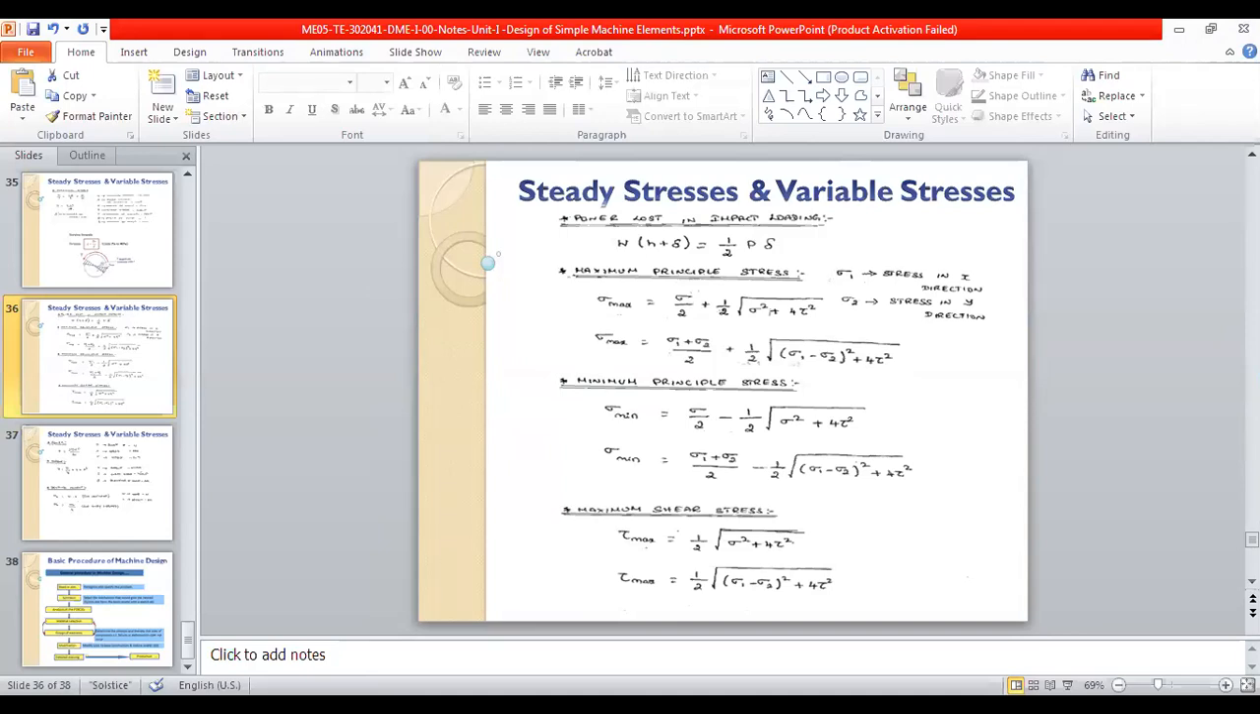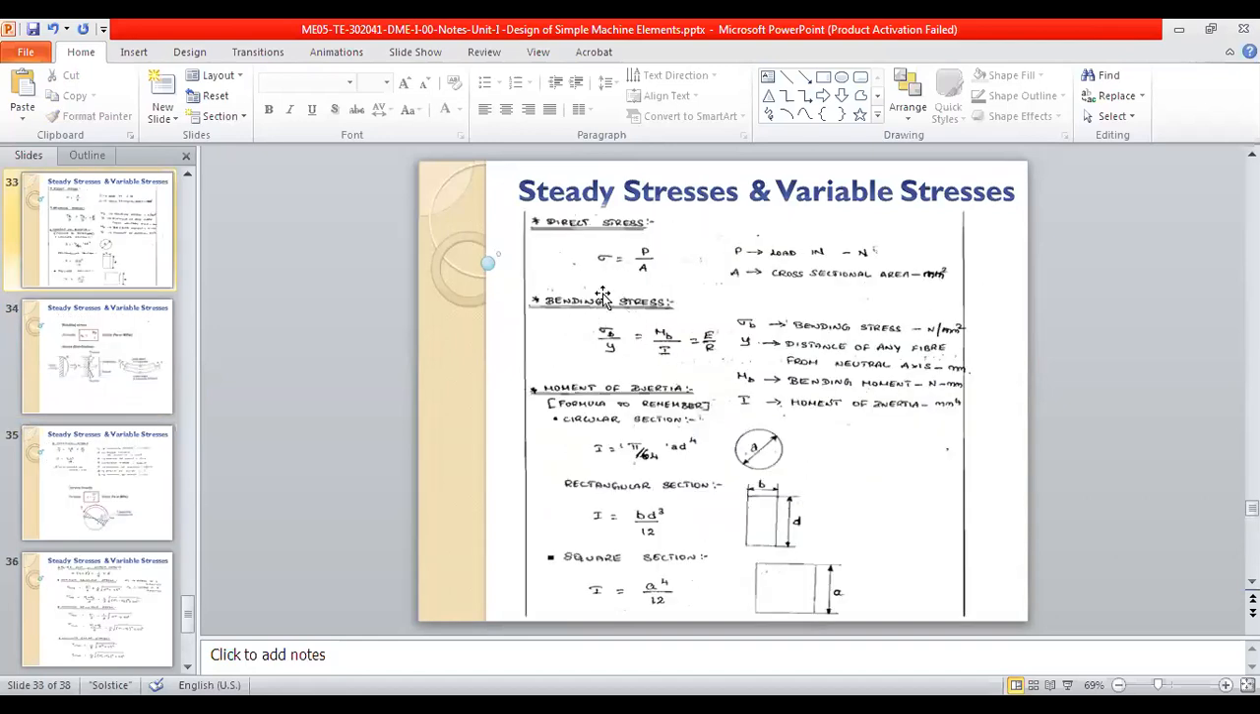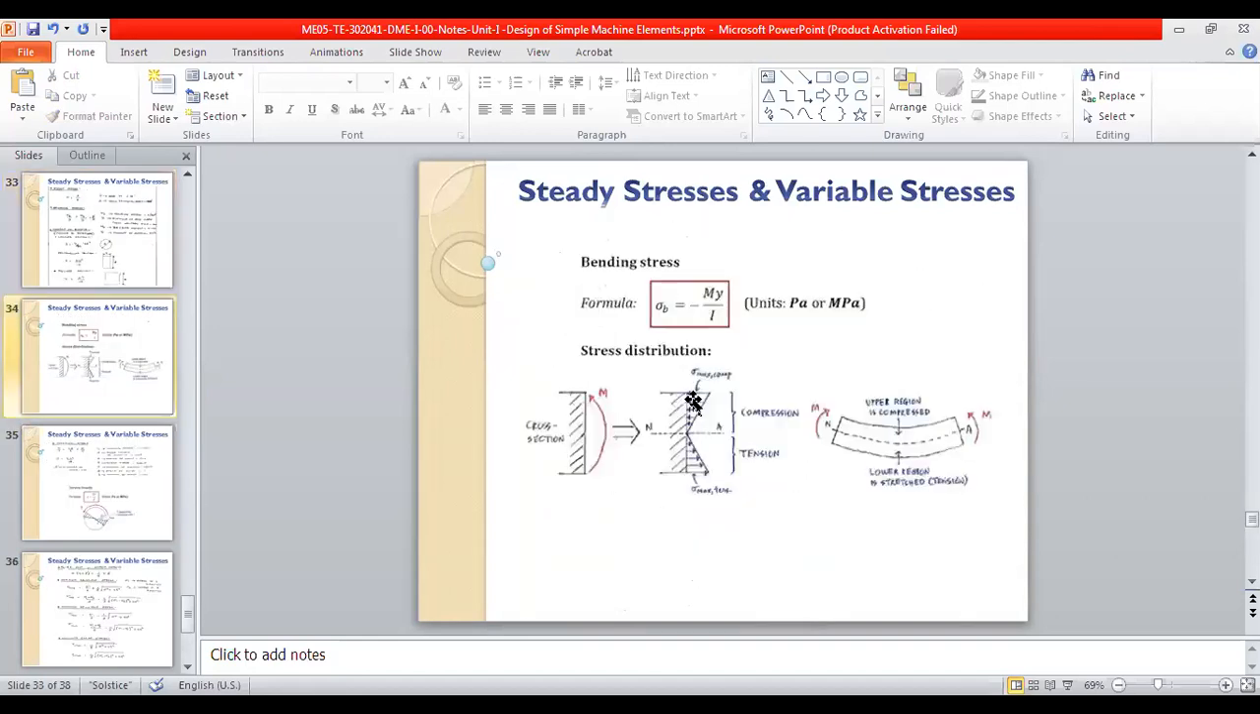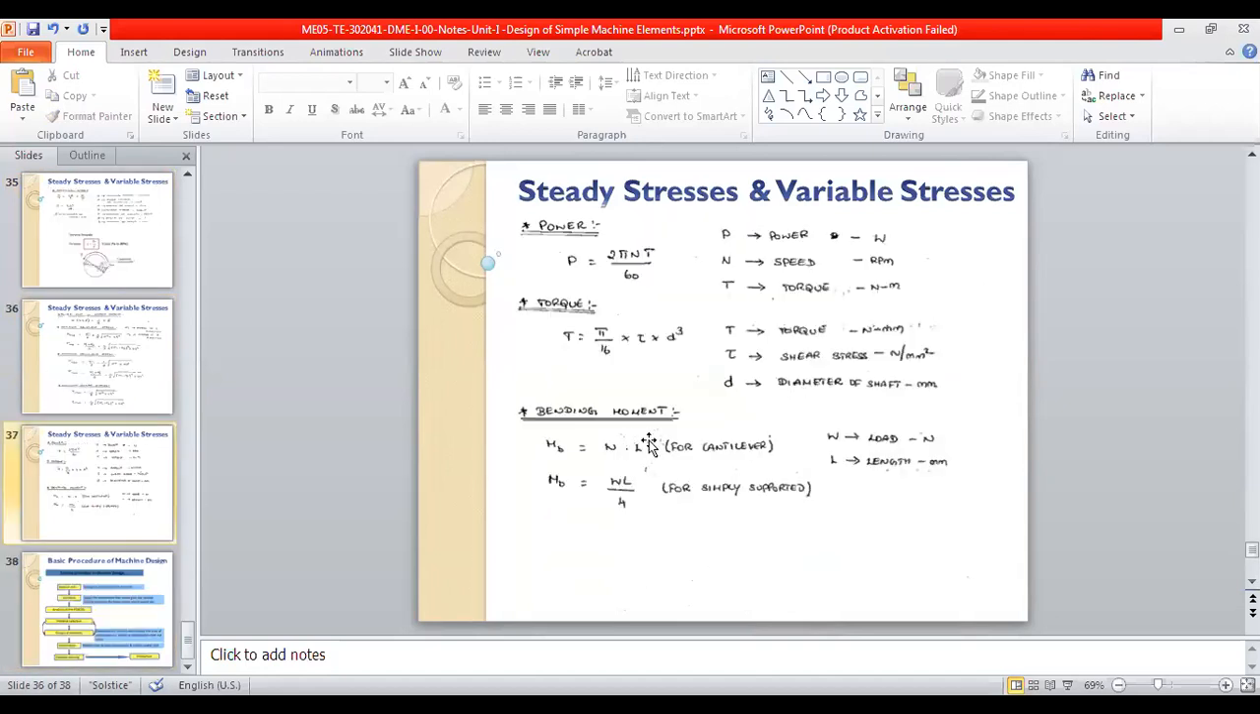Okay, so I think we will conclude today's lecture with this. And in tomorrow's lecture, we'll see. I will again do the revision of bending equation, torsion equation, and then we'll go ahead with the principal stresses, and then we'll start with the actual design. Okay.